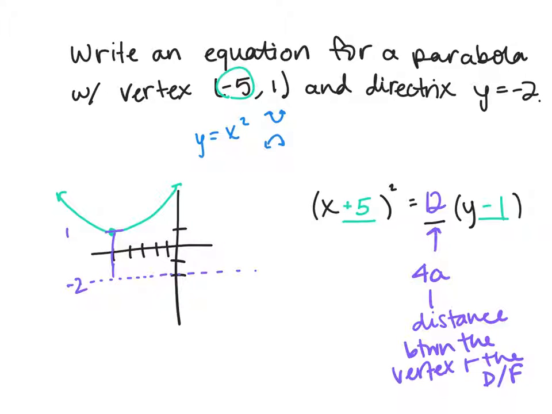Last thing to check is if that 4a should be positive or negative. In this case, since it is opening up, that'll be a positive 12. So we don't have to worry about putting the negative in there. And that's it, your equation for the parabola.